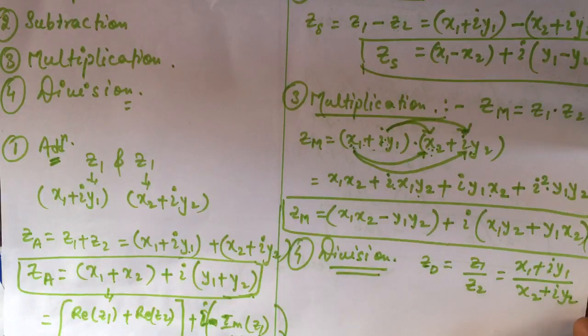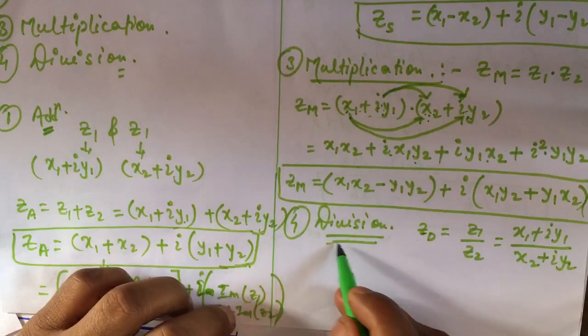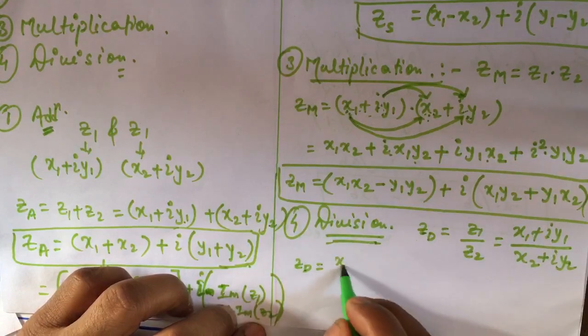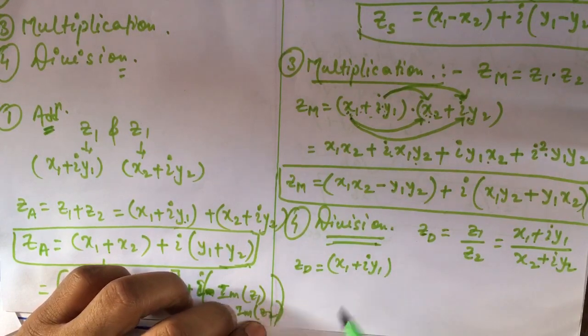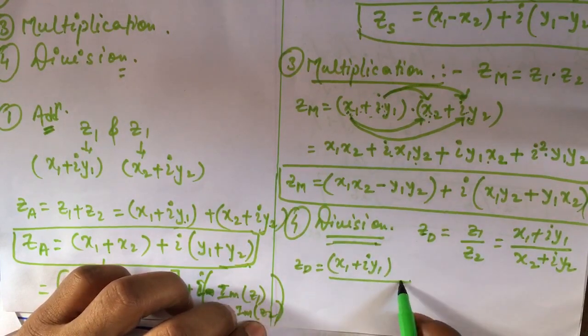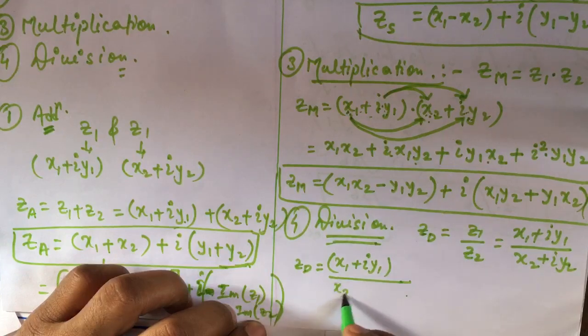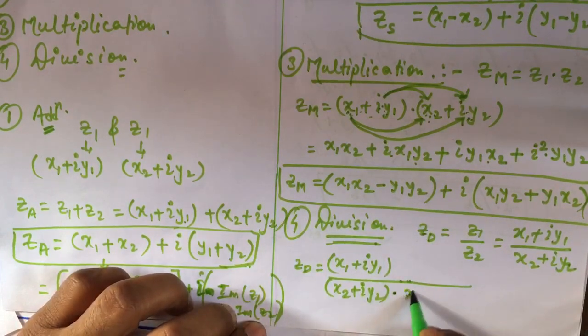Now there comes a concept, that is rationalization of denominator. On division we do what? Rationalization of denominator. So x1 plus iy1: we leave the numerator the same as it is, but multiply the complex conjugate of the denominator in the numerator and in the denominator. So x2 plus iy2 is the Z2, and we will multiply by the complex conjugate of this denominator, so x2 minus iy2 will be the complex conjugate.